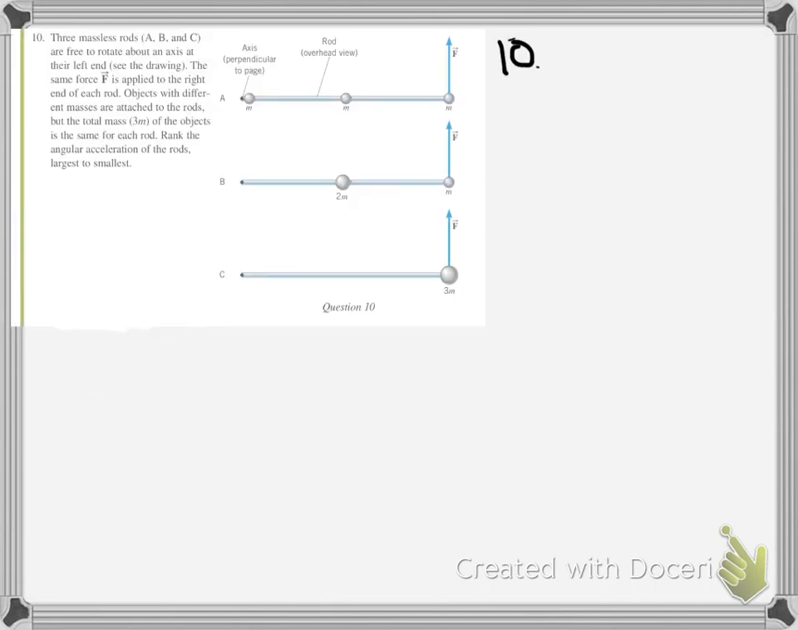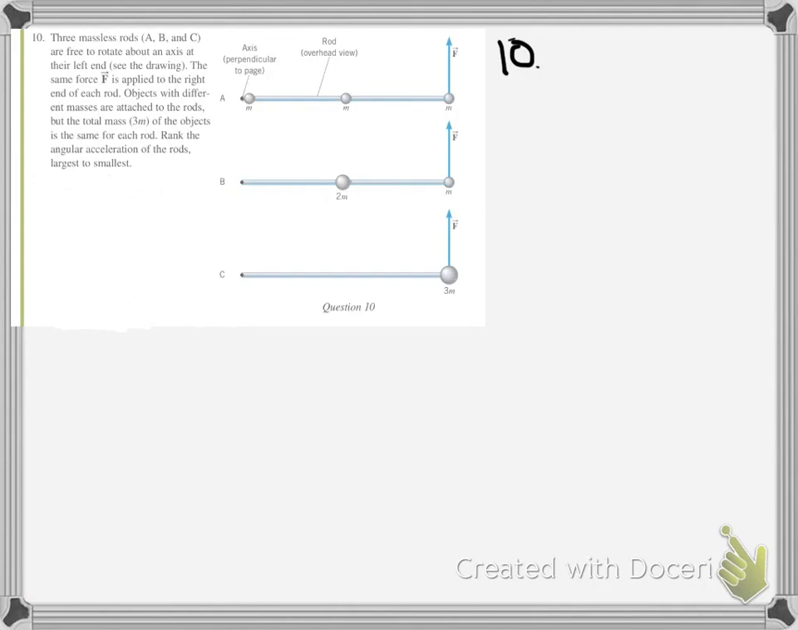Okay, so let's answer this problem. Three massless rods are free to rotate about an axis at their left end. The same force is applied to the right end of each rod. Objects with different masses are attached to the rods, but the total mass of the objects is the same for each rod. Rank the angular acceleration of the rods largest to smallest.